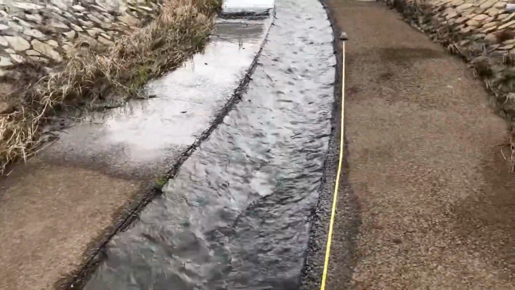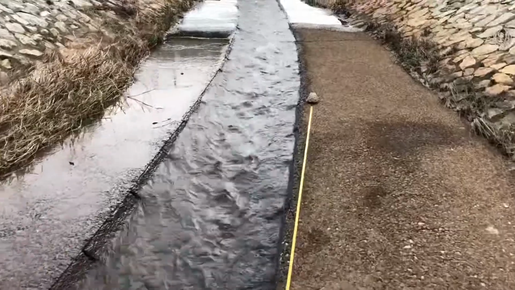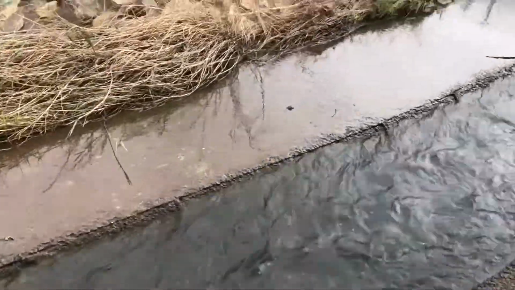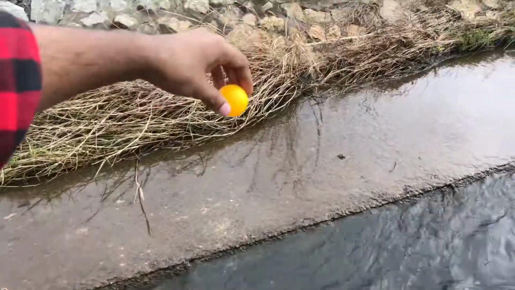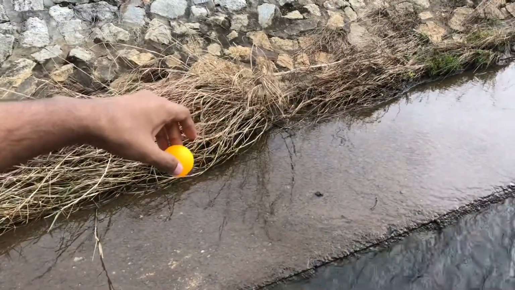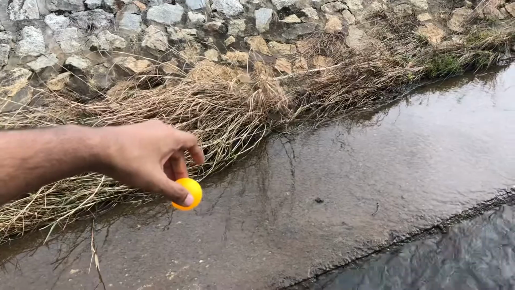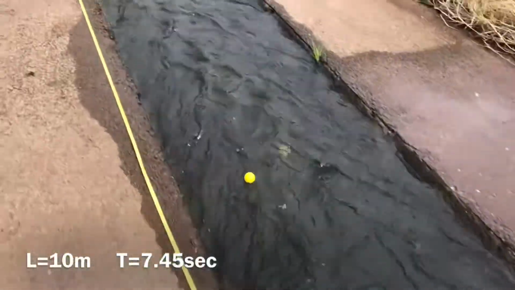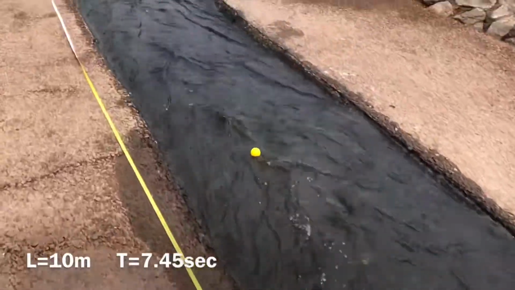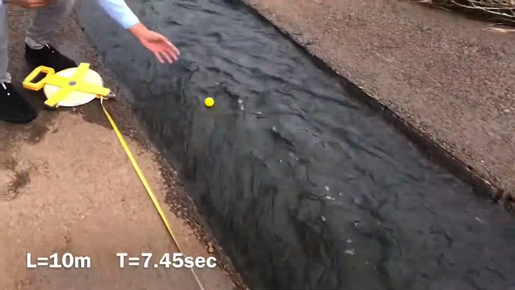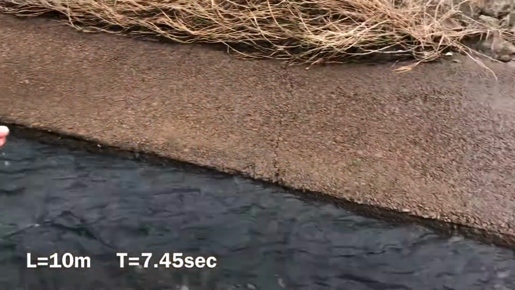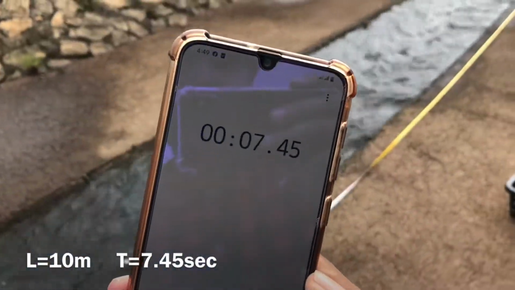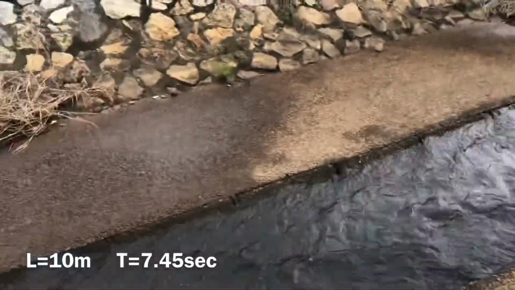We will conduct this experiment again, and here is our second trial. We will drop the surface floater at the middle of the drain, and as it travels the 10 meters, you can see that the time taken was 7.45 seconds.